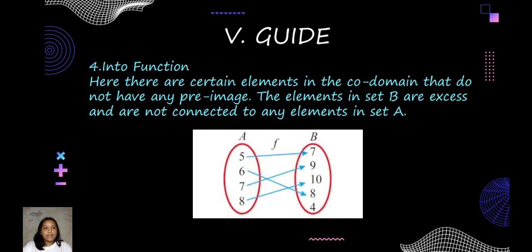Fourth, into function. Into function is exactly opposite in properties to onto function. Here there are certain elements in the codomain that do not have any pre-image. The elements in set B exist and are not connected to any element in set A. The example is in the given picture.